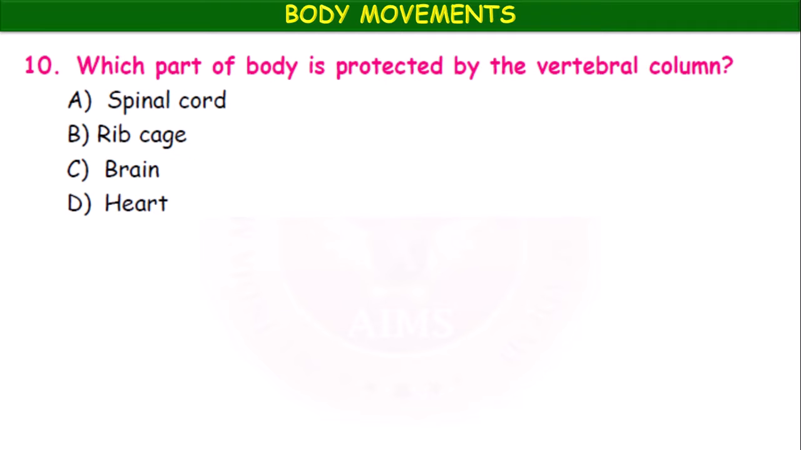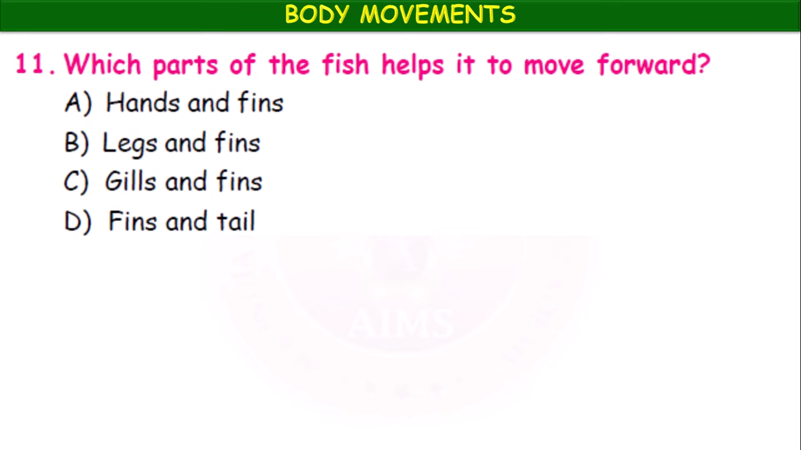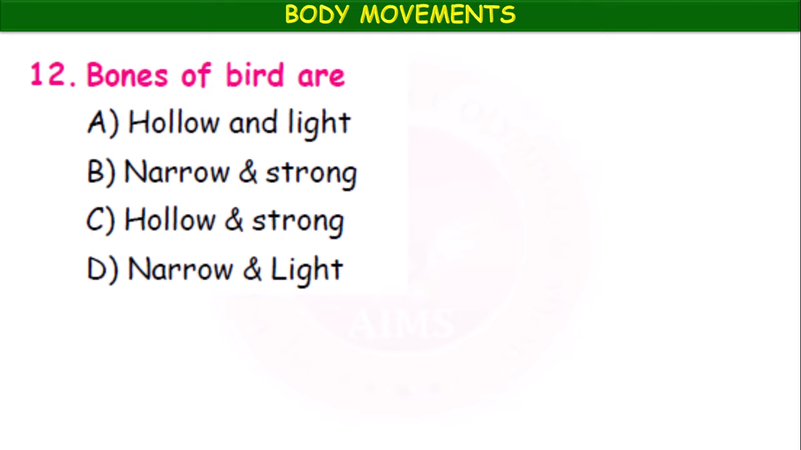Which part of the body is protected by the vertebral column? Spinal cord, rib cage, brain, heart. The spinal cord is protected by the vertebral column, the backbone. So which parts of the fish help it to move forward? Hands and fins, legs and fins, gills and fins, fins and tail. It is the fins and tail that help it to move.